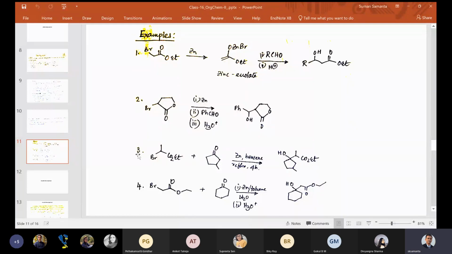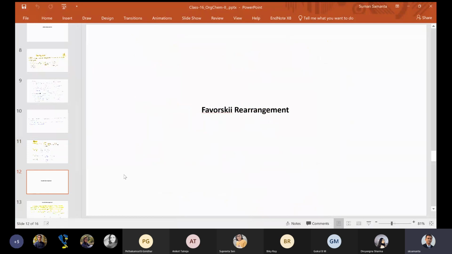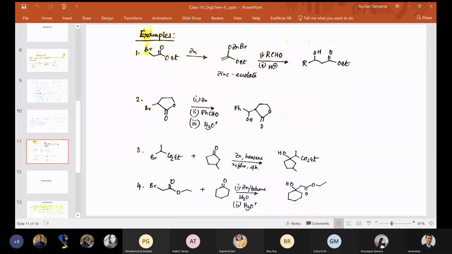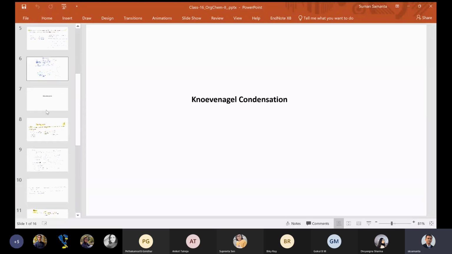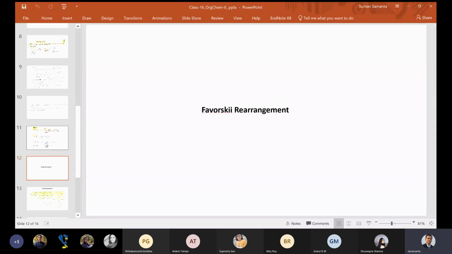Okay, so today I think we can stop these two reactions here. We can do the Favorskii rearrangement in the next class. Everything is clear with the Knoevenagel condensation and the Reformatsky reaction, correct? Any questions?